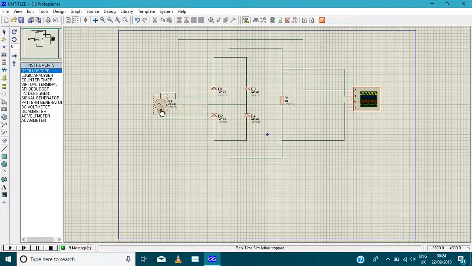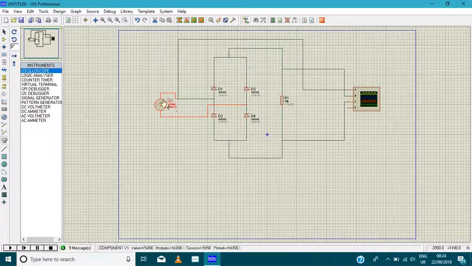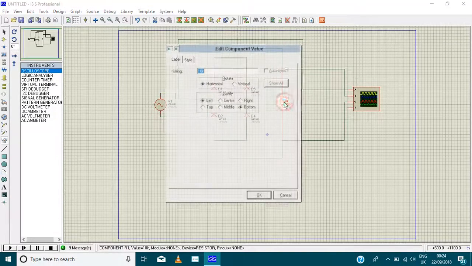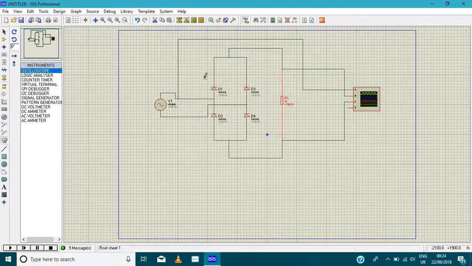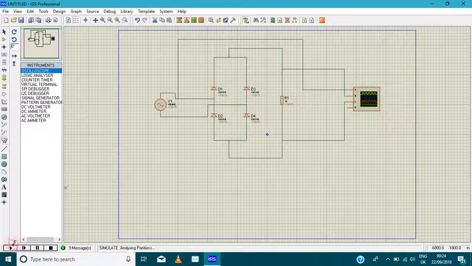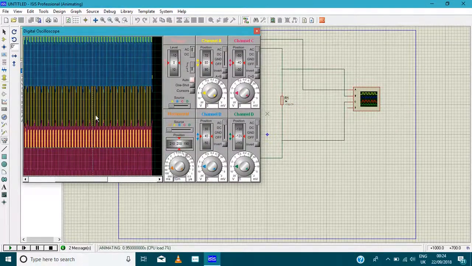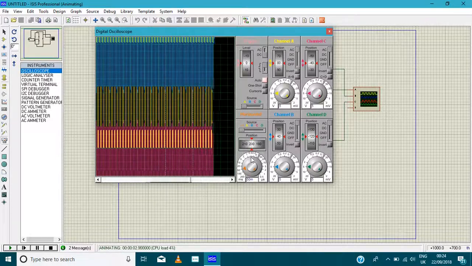So for that we have to change some commands. First of all, we have to give it 100 amplitude, and the frequency will be 50 Hertz. Now this is a 100 volt 50 Hertz supply, and this resistor is going to be 1K. We can change its value like this, 1K, and now we will play it. Okay, so now we can see this kind of structure. Then we have to simulate it.